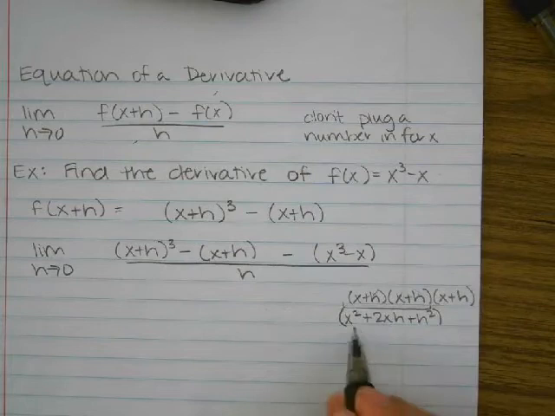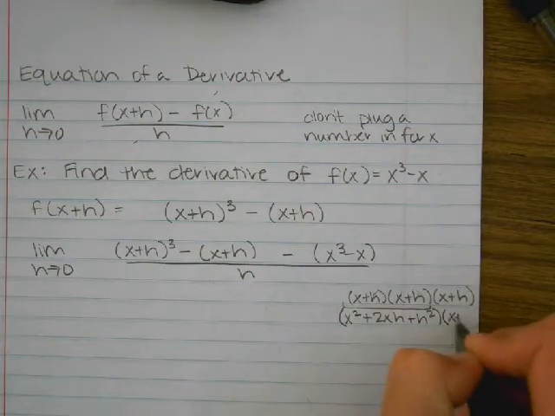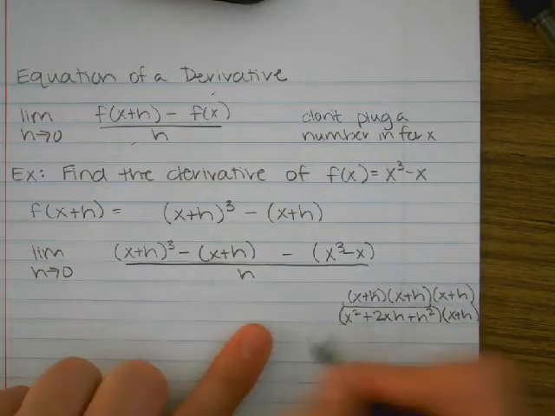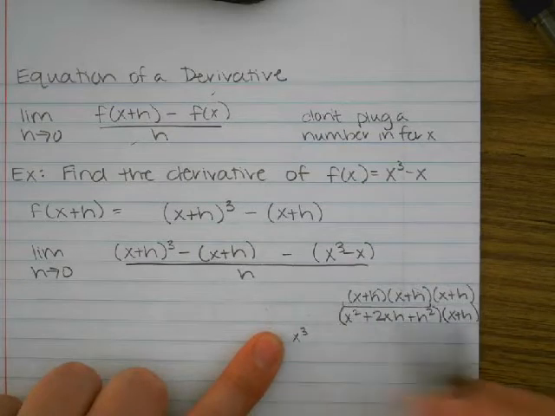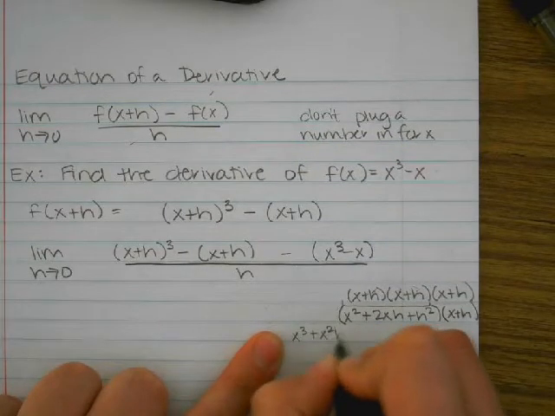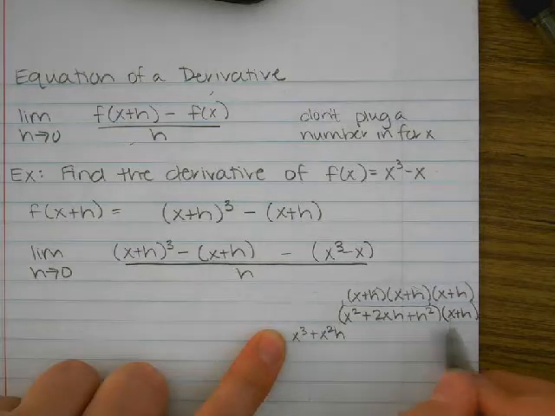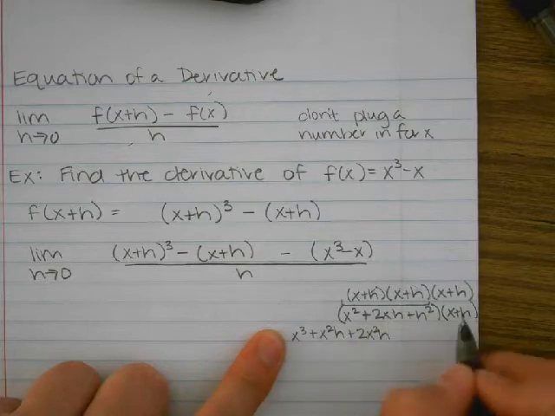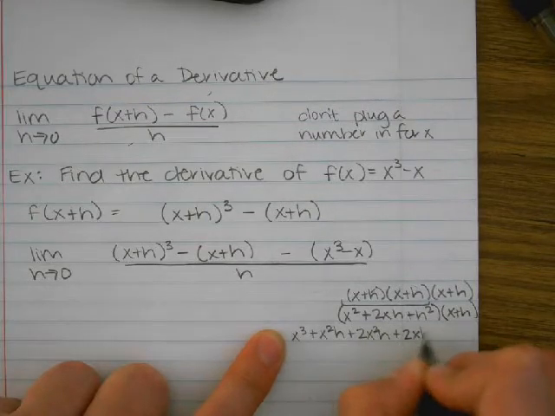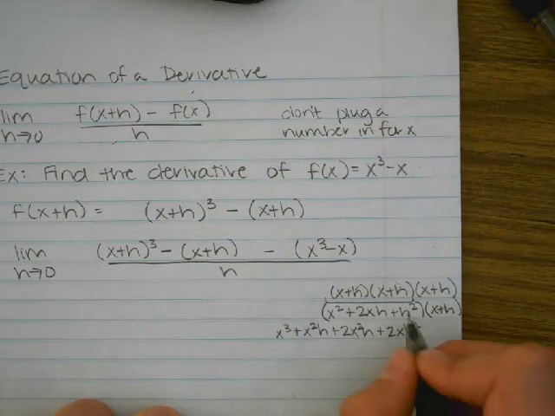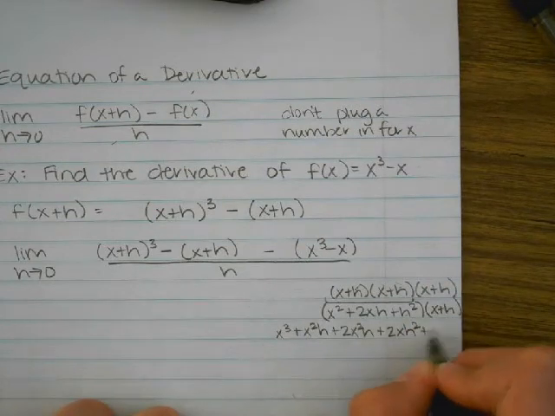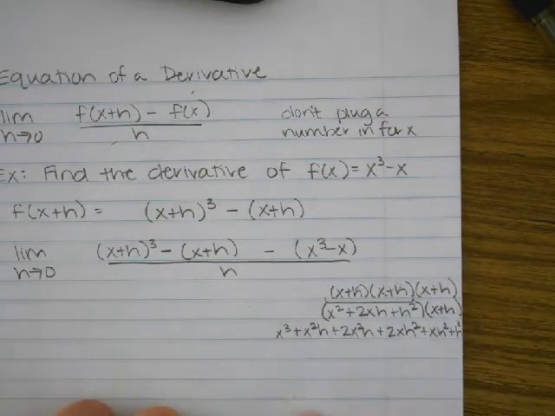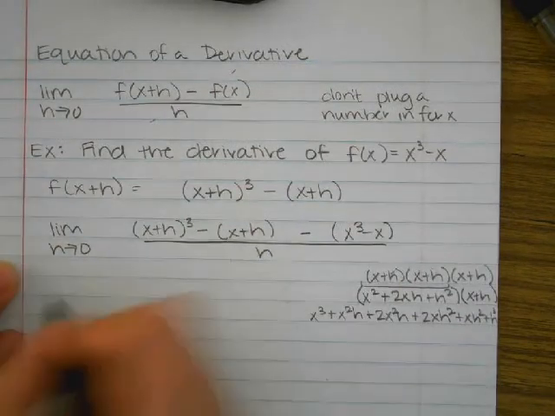And I'm going to go ahead and take that and multiply that times (x plus h). That's going to make this quite a bit messier. So x squared multiplied by x is x to the third. x squared multiplied by h is x squared h. Then 2xh multiplied by x is 2x squared h. And 2xh multiplied by h is 2xh squared. And then we have x times h squared. And then we have h squared times h, which would be h to the third. Goodness gracious. Okay, so I'm going to go back and write down what I have now.